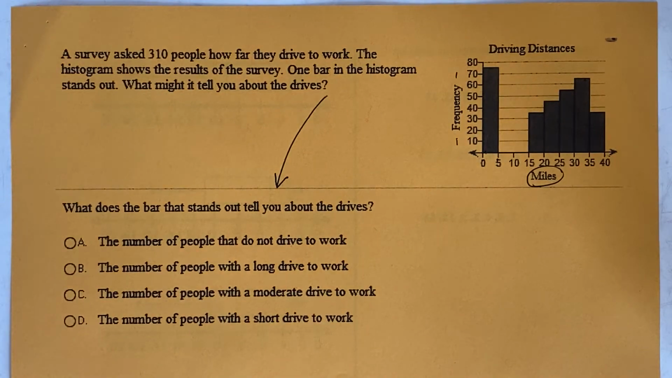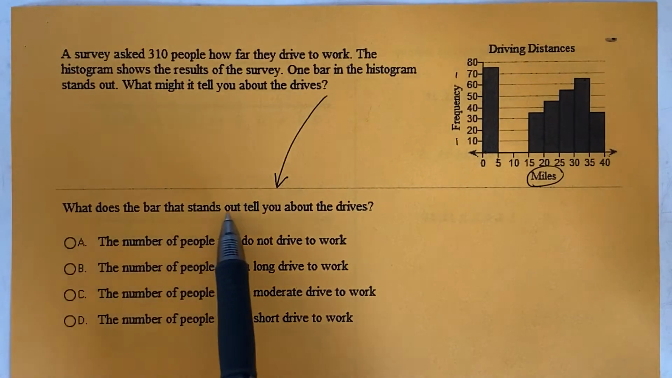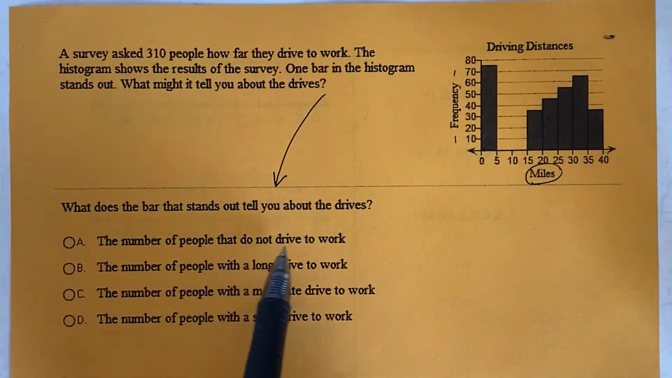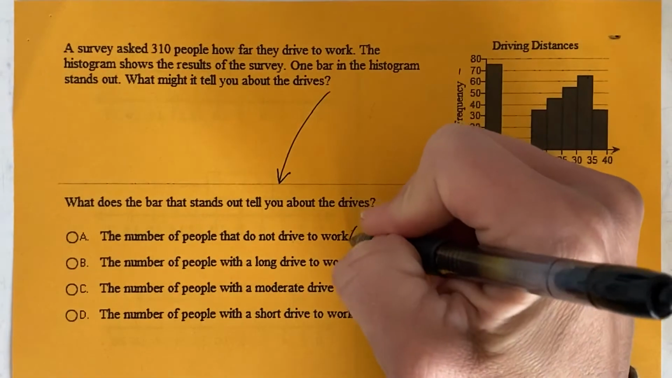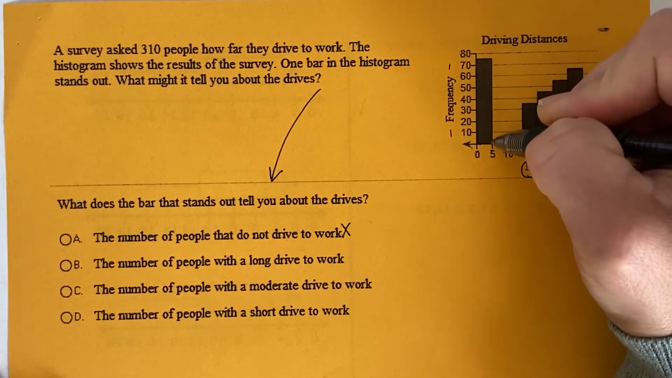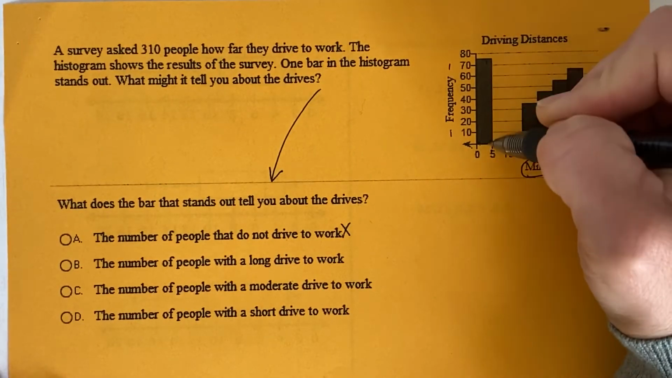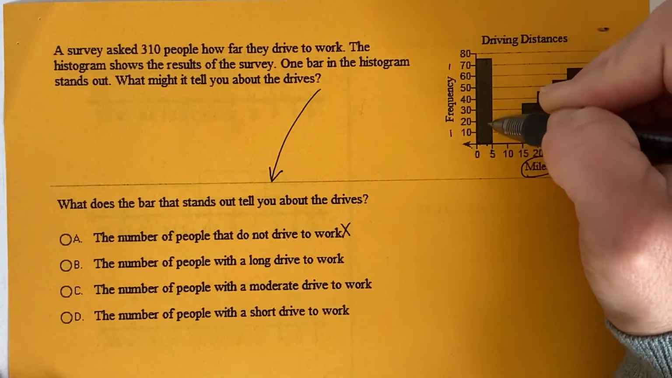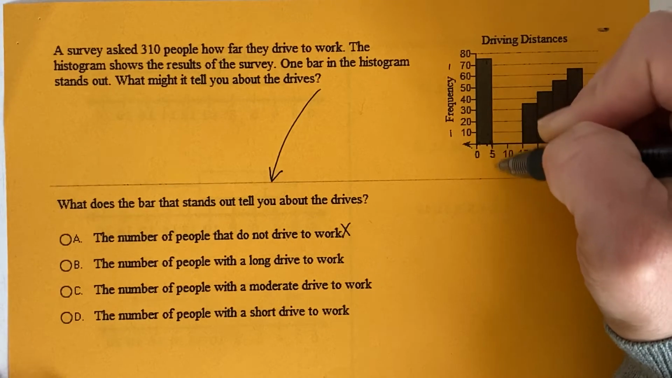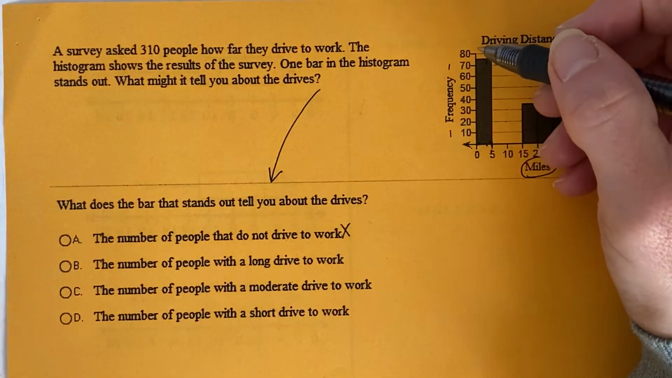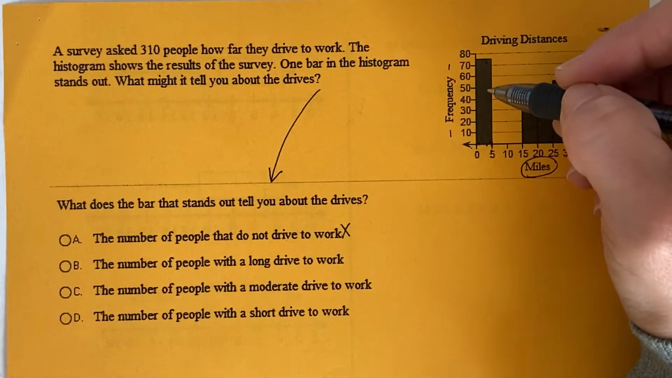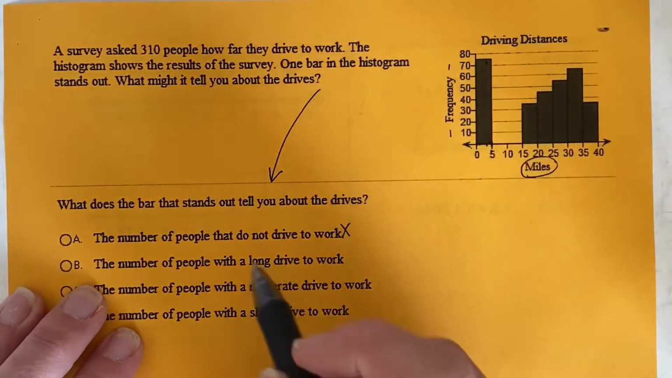So when we jump down here, it says, what does the bar that stands out tell you about the drives? Letter A says the number of people that do not drive to work. This is not going to be the answer. The number of people that do not drive to work will be included in this bar, but it does not include only people who don't drive to work. It's also going to include people who drive up to 5 miles to work. On a regular day, because I live down the street from East, I would be in this column because I drive about a mile. So, but I do drive.